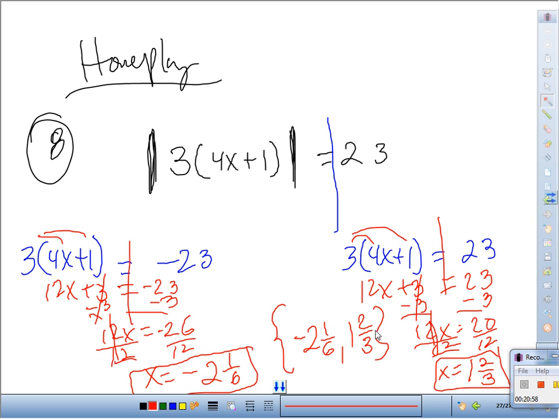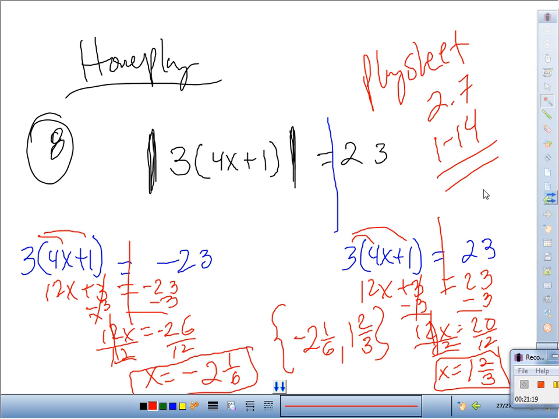Your homework is over here. It's a play sheet, 2.7. Just do numbers 1 through 14. Only 1 through 14. Make sure you get your corrections done. Corrections are on a separate sheet of paper.